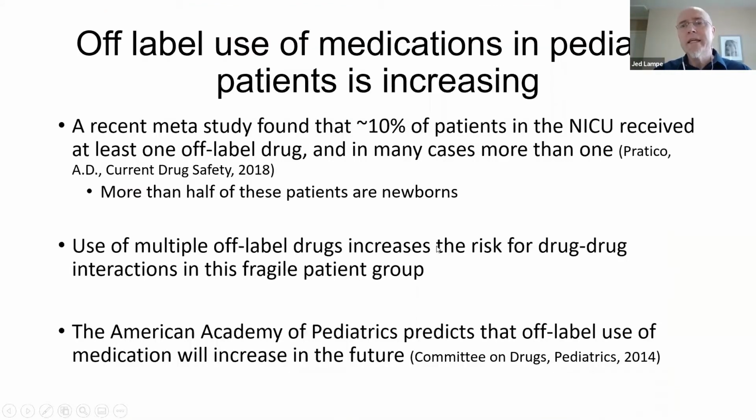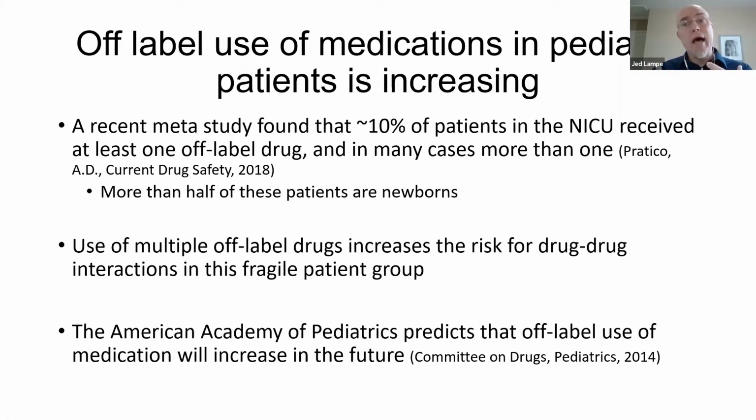And in fact, the off-label use of medications, because keep in mind, no clinical trials are done on babies, right? So the physicians are prescribing these drugs off-label. And the use of off-label medications is really increasing in pediatric patients. A recent meta-study found that about 10% of patients in the NICU received at least one off-label drug, and in many cases, more than one drug. And that's pretty typical, right?